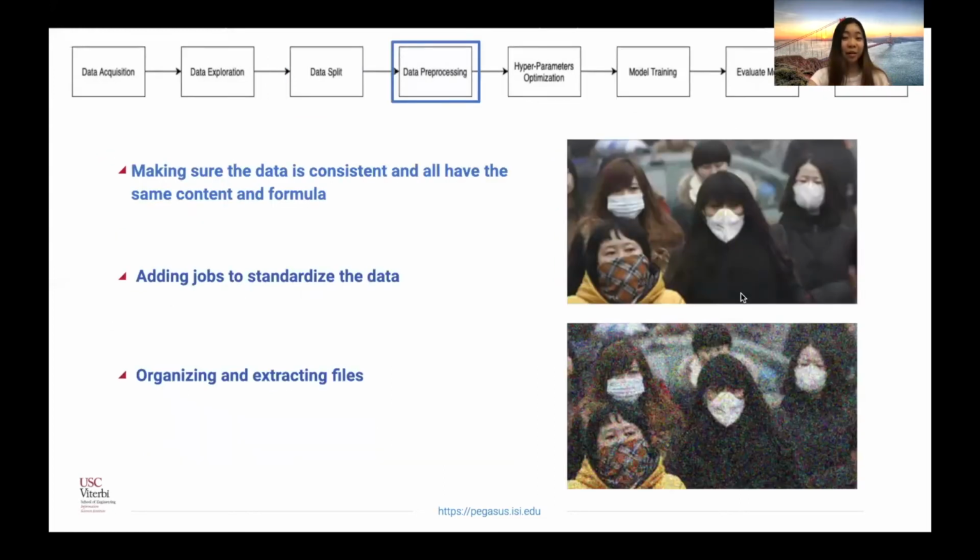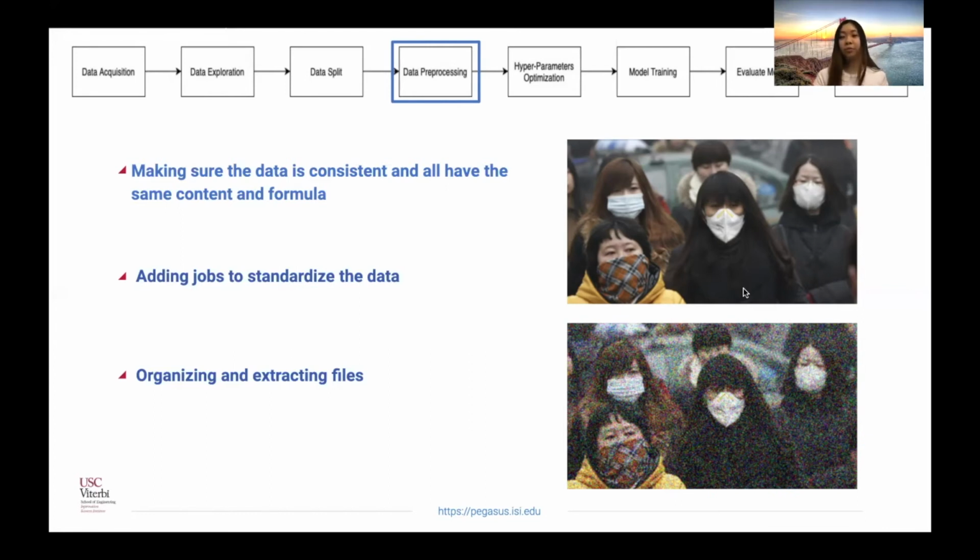Now, since data comes from all sorts of sources, and in order to make them all uniform and consistent, we have to convert the data to a common format. And we can do so by adding jobs to standardize the data. And in data standardization, we basically just rescale the data so they all have a mean of 0 and standard deviation of 1. And in addition to that, we also added Gaussian noise, which alters the pixels and allows the images to become more robust so that we can increase the number of training images to use.